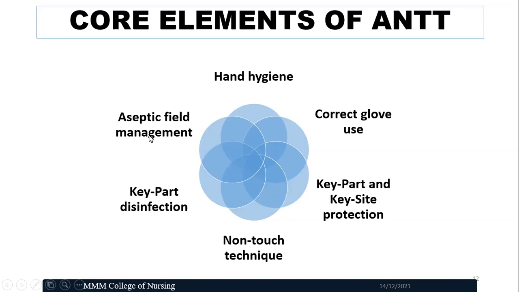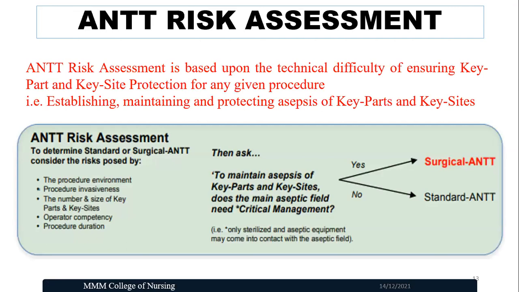That is, selecting appropriate types of aseptic field to protect the key parts of procedure equipment prior to and during invasive clinical procedure. These are the 6 core elements of ANTT technique. Next, we'll move on to the ANTT risk assessment. This ANTT risk assessment is based upon the technical difficulty of ensuring key part and key site protection for any given procedures. Here comes the ANTT risk assessment to decide upon surgical ANTT or the standard ANTT.